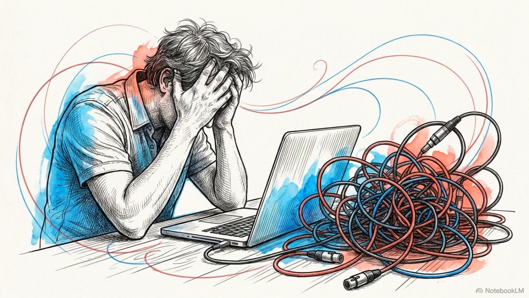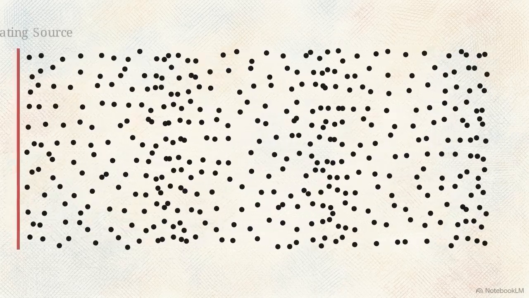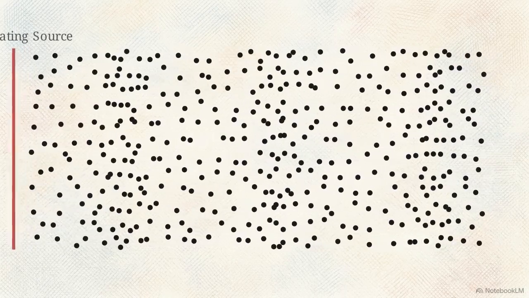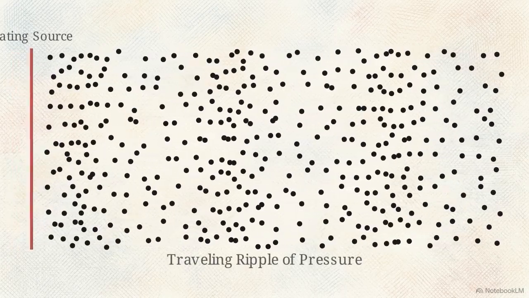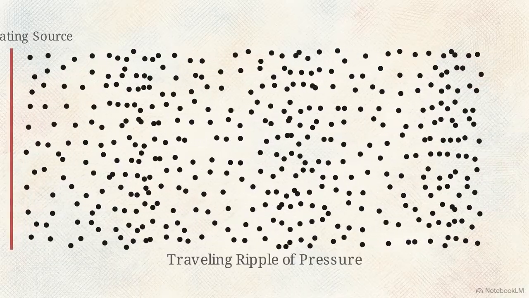Focusing on software while ignoring these physical laws ensures that an artist will spend their entire career fighting the limitations of their own recordings. As an instrument moves, it pushes and pulls on the air molecules surrounding it. Those molecules bump into their neighbors, passing the disturbance along as a traveling ripple of high and low pressure.